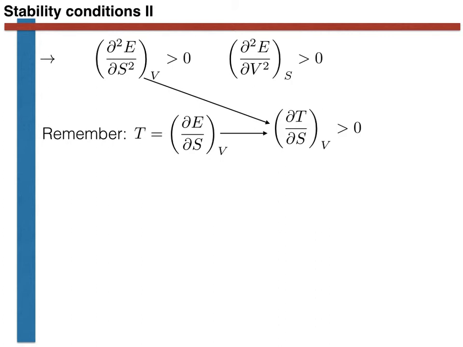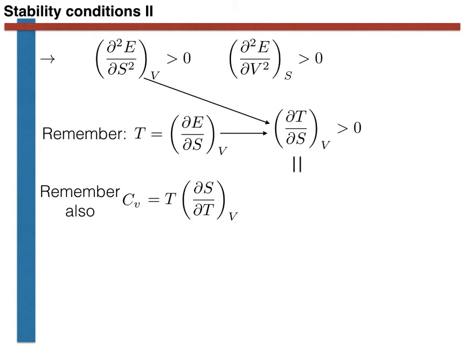Now remember from earlier in this video that I showed that the constant volume heat capacity was equal to temperature multiplied by the partial derivative of the entropy with respect to temperature. This result is important because it allows me to rewrite the partial derivative in my inequality here as T divided by CV.